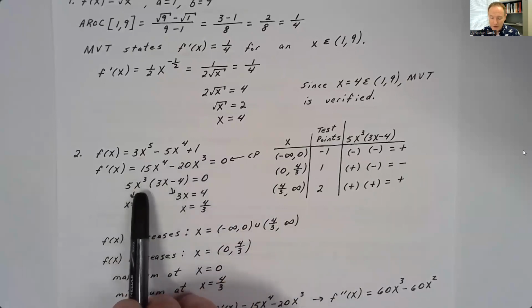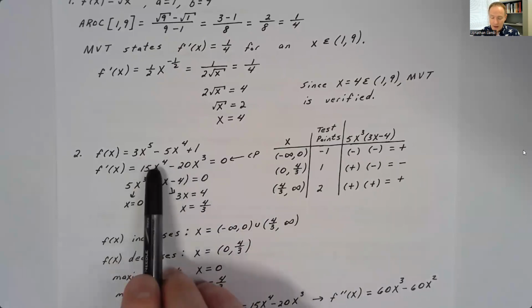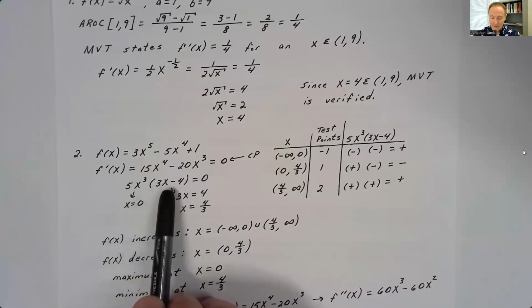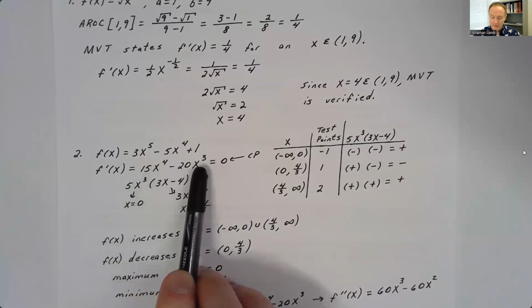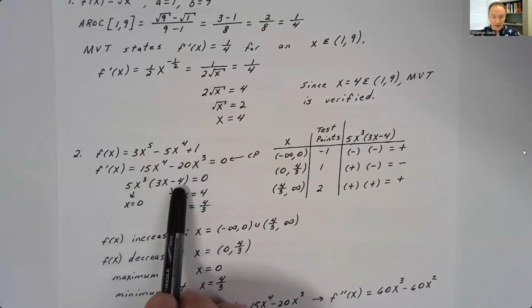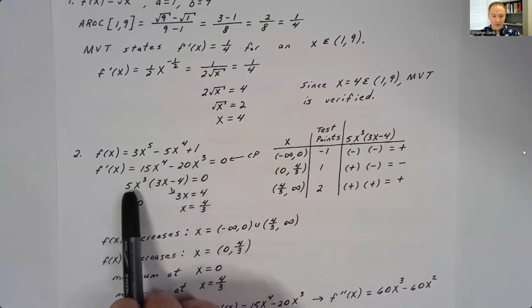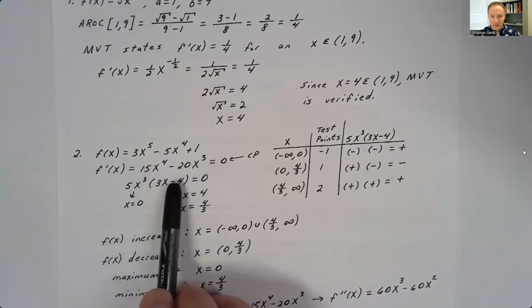So I factor out that common factor of 5x to the 3rd. When I do, I'll have left over 3x to the first in the first term, and then the x cubes cancel in the second term. 20 divided by 5 leaves me a 4. My factors are 5x cubed times 3x minus 4.